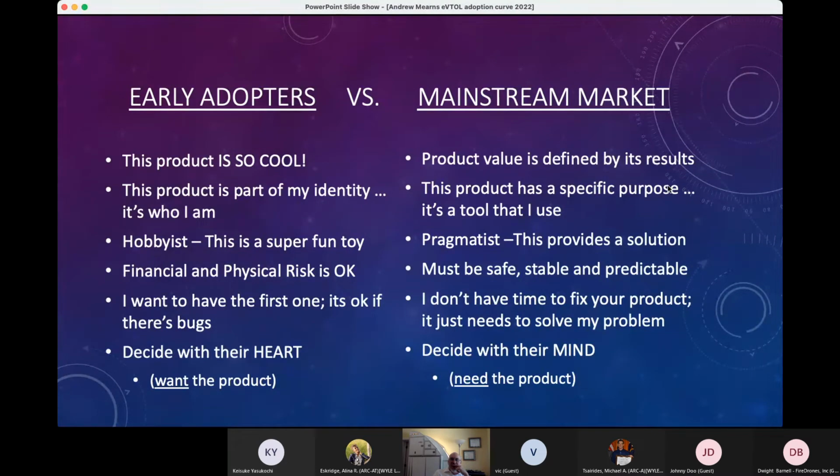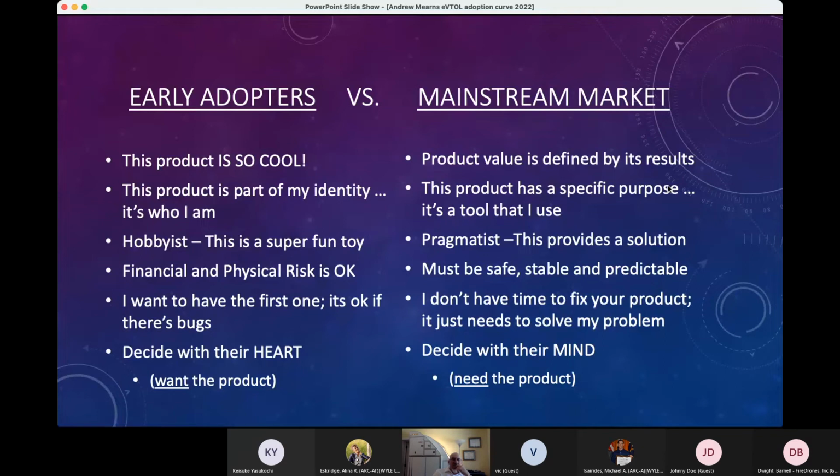They're looking for a product that serves a purpose. It's not who they are. It's not a motorcycle. It's a minivan. So they need something to get to work and to haul lawn chairs around and to get the kids to and from school and soccer. It needs to serve a specific purpose and provide a solution and be safe, stable, and predictable. These are people that make their decision completely differently. It's not an emotional decision. It's a spreadsheet decision, and they're going to make it based on logic.